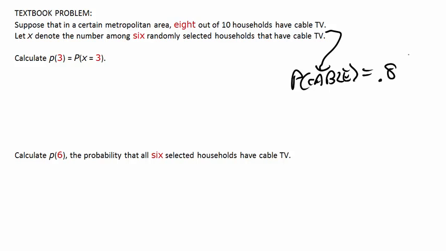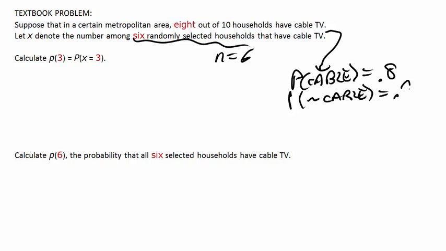And let's see, we're going to let X denote the number of 6 households. So I'm going to randomly sample 6 households and try to see how many of them actually have cable television. Well, what that tells me is I'm actually doing 6 trials. I've got a probability of cable, and that also tells me that the probability of not cable is going to be 0.2.